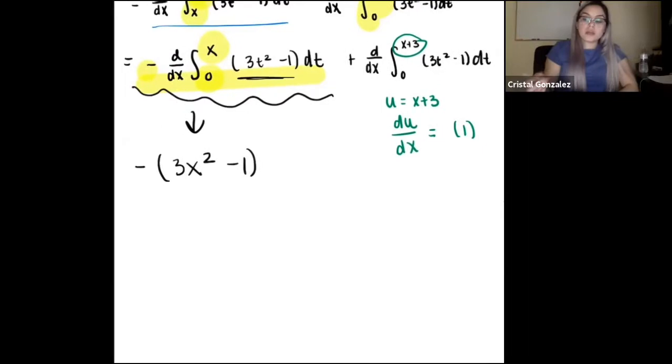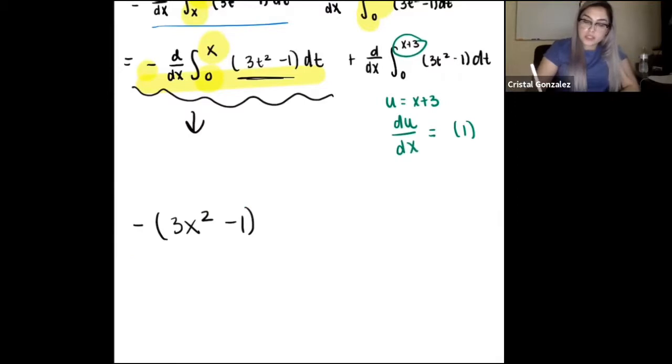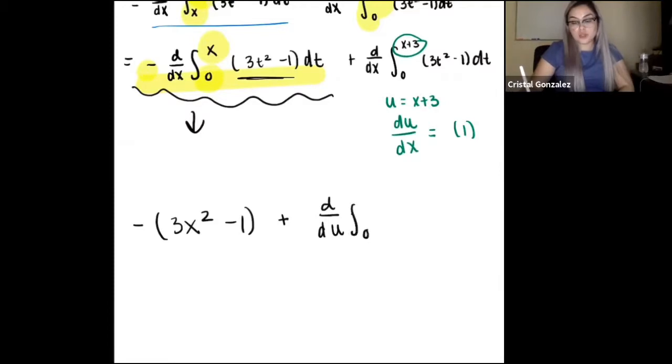Now for this other step, I just want to go about practicing that u sub. This is going to be plus, I guess I should have written u here. We'll keep this like this. So it's going to be d/du times the integral from 0 to u, since we're subbing x plus 3 in for u, of 3t squared minus 1 dt, times that du/dx, times that chain rule.